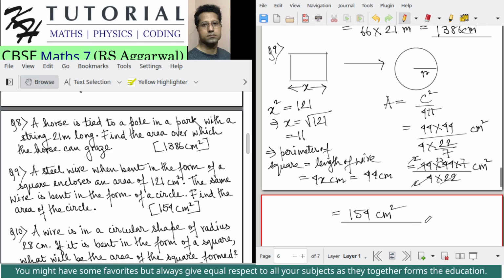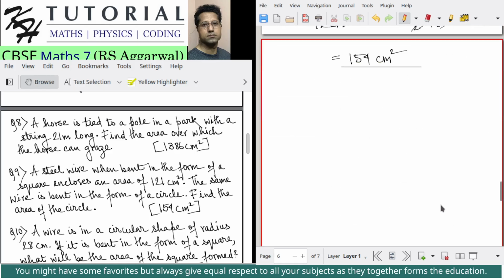So the concept was, the length of the wire is fixed, it is not changing. When the wire was in the shape of a square, the area of the square is given. From the area of a square, we can easily find the length of each side of the square, and from the length of each side we can find its perimeter. Once the perimeter of the square is known, we know that the length of the wire is equal to the perimeter of the square, and the length of the wire will also be equal to the circumference of the circle. So we will know the circumference of the circle, and from the circumference of a circle we can find its area. Okay, let's see question number 10.